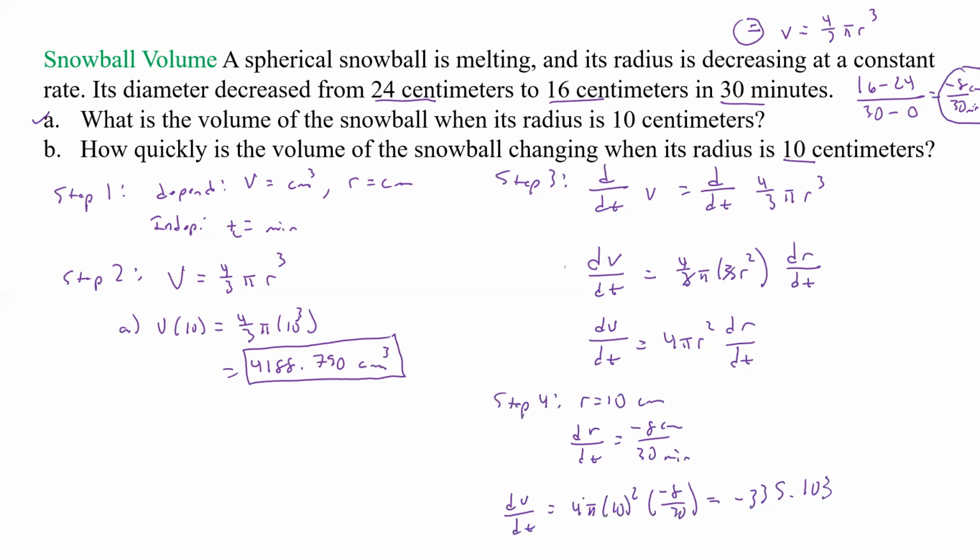So we'll just call it 335.103. And that's going to be the change in volume with respect to time, so that's centimeters cubed per minute. So that is the change in volume at that radius of 10 centimeters. And again, all we had to do was take the derivative with respect to r on the right and with respect to V on the left, and then plug in everything we knew, and we got our change in volume. Okay, so that was a pretty easy one. All right, so let's do another one.